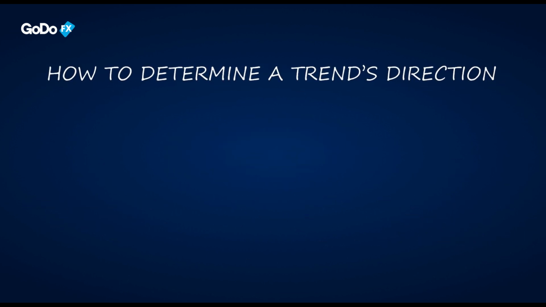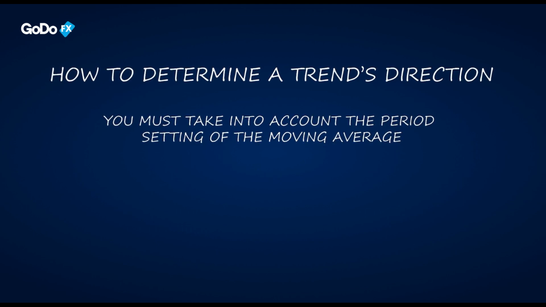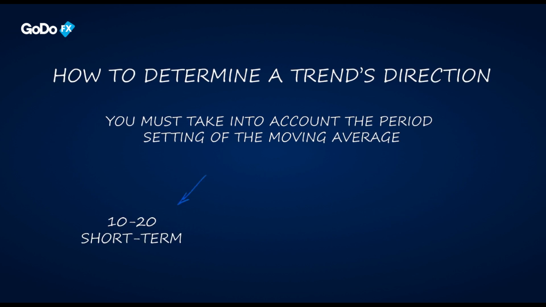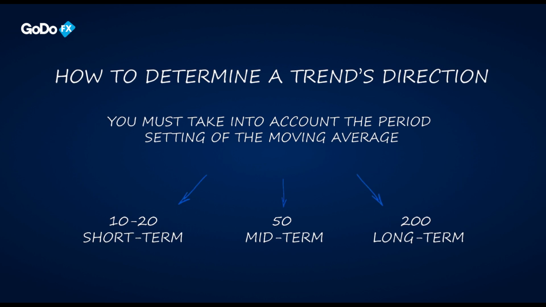To determine the direction of a trend using a moving average, you must take into account the set time period. We touched on this briefly in the last video, where we showed you the most commonly used time periods when analyzing short-term, mid-term and long-term trends. But why is it important to be aware of the time period of the moving average?